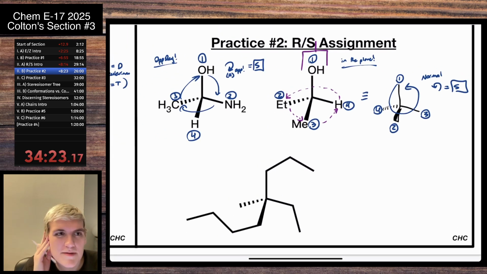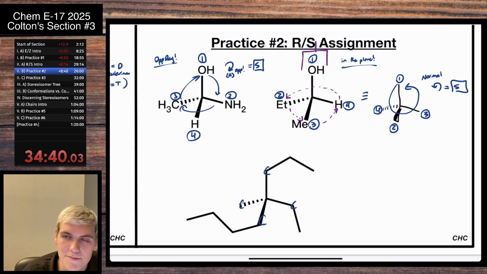The last one down here looks weird, but it's not that bad. So all of these are carbons, right? We have carbon, carbon, carbon, carbon. But do you have a sense which one's going to be lowest priority here? The methyl, the ethyl, the propyl, or the butyl?